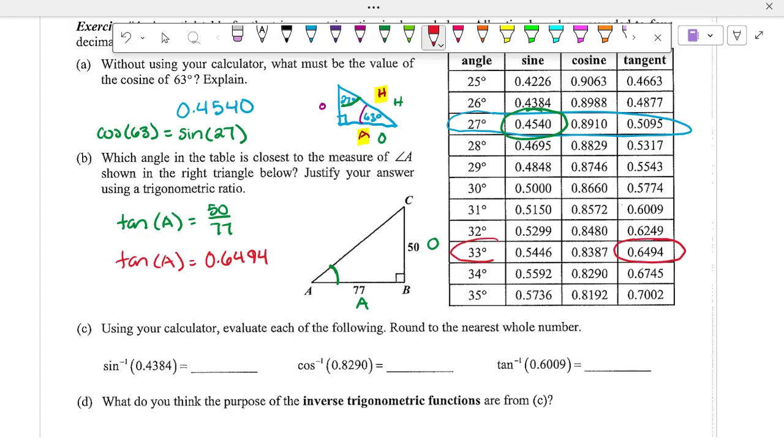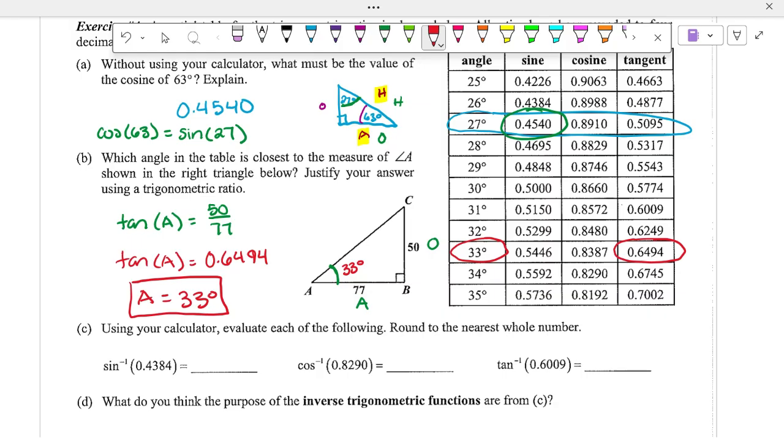And it's connected to the 33. So we're saying that angle A is equal to 33 degrees. So that's how you would use a trig table.